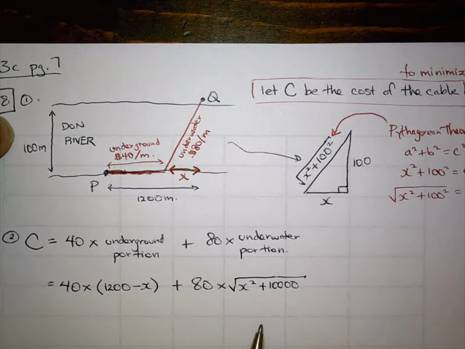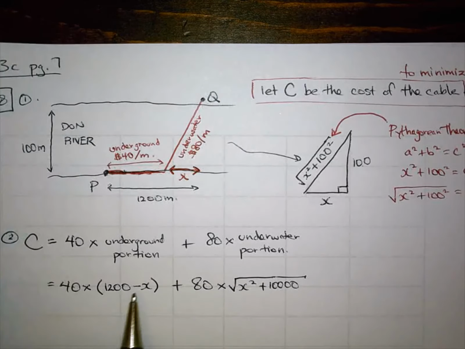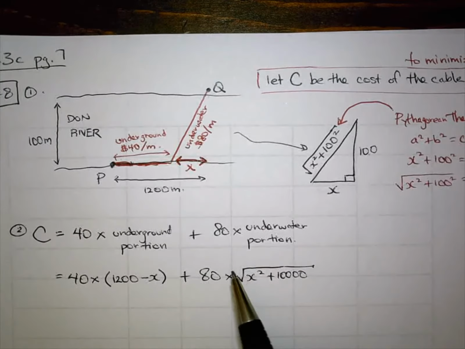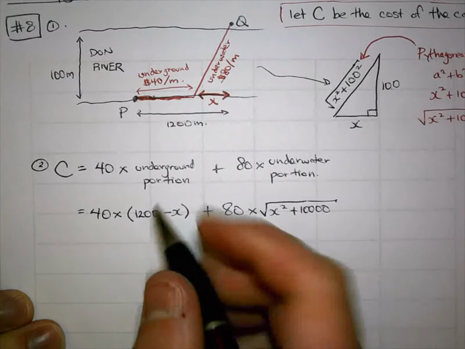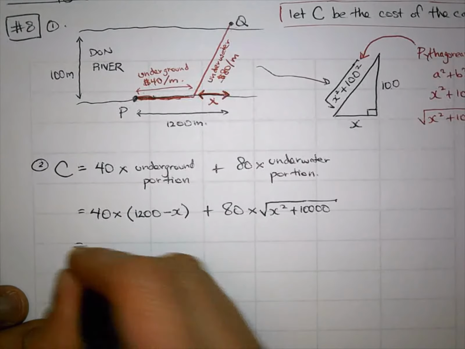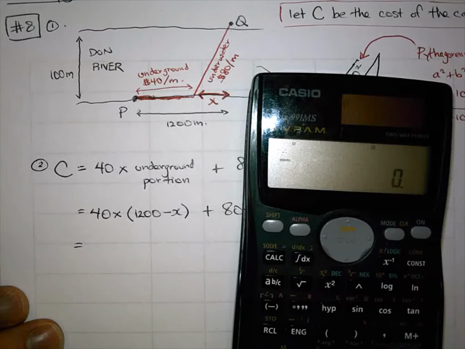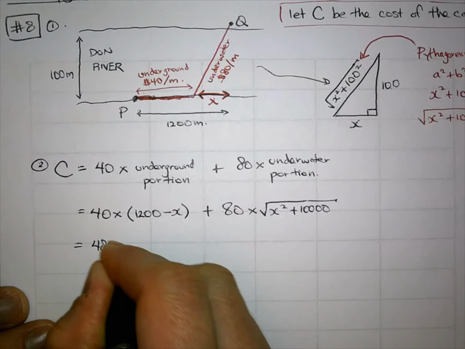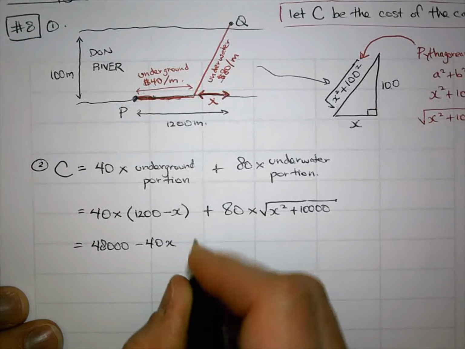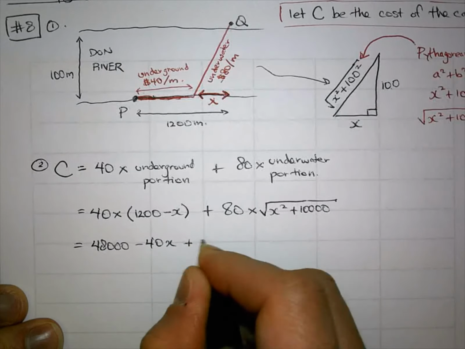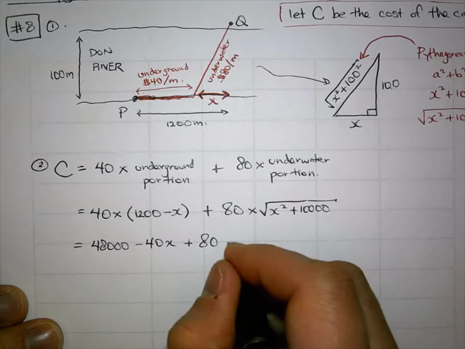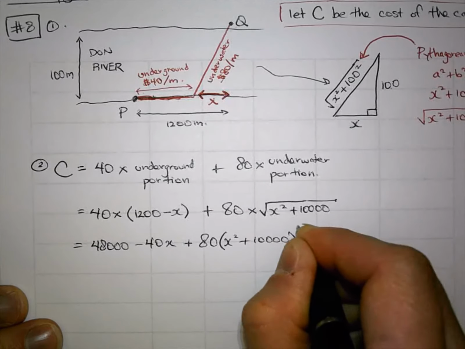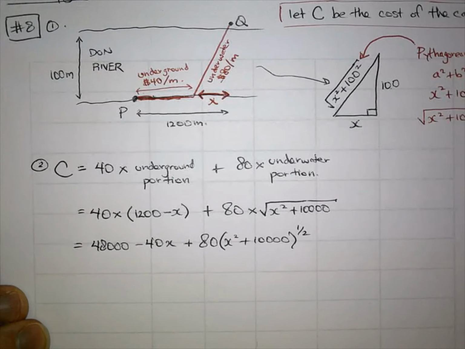Now look, we just did it. This was the hardest part of the question, making an equation. But now we have an equation for cost as a function of one variable x. It's a tougher derivative, but it's a doable problem. I am just going to simplify this a little bit. 40 times 1,200, which is 48,000, minus 40x plus 80. Instead of square root, I'm going to write it as x squared plus 10,000 to the power of half, because I know that's going to make my life easier.